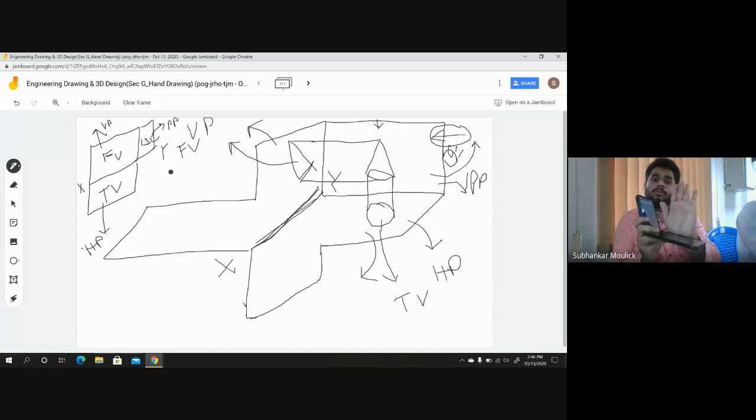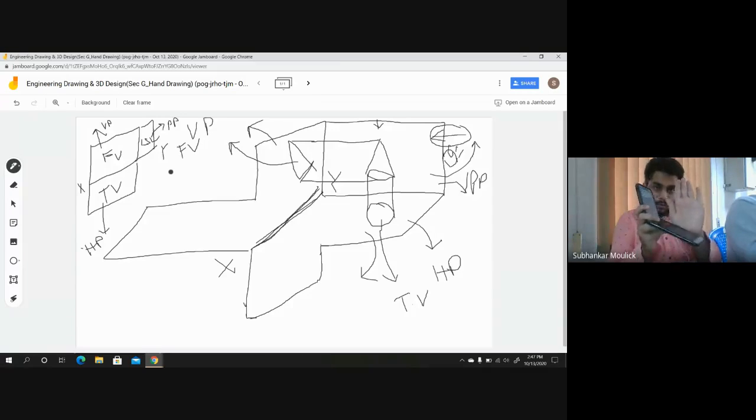Now there are two options. Either you can rotate this profile plane 90 degrees inward or 90 degrees outward. Why am I doing the rotation? Because if you do not do the rotation, then it is not possible for you to draw the left hand side view in your drawing copy, because it is a 2D copy. So for that, I am rotating the plane. Now in which side will I rotate? Either 90 degrees inward or 90 degrees outward.